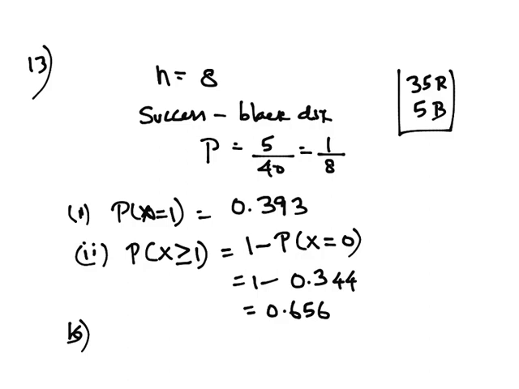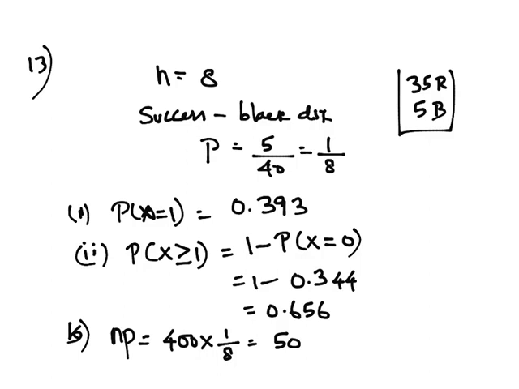Okay. The final one is the process, B. The process of selecting and replacing is carried out 400 times. What is the expected number of black discs that would be drawn? So again NP. Now this time n is 400, not 8, isn't it? Because it is mentioned clearly that the process of selecting and replacing is carried out 400 times. So number of trials now is 400, but the probability of success remains the same, 1 by 8. So you get 50. So you expect to draw 50 black discs.